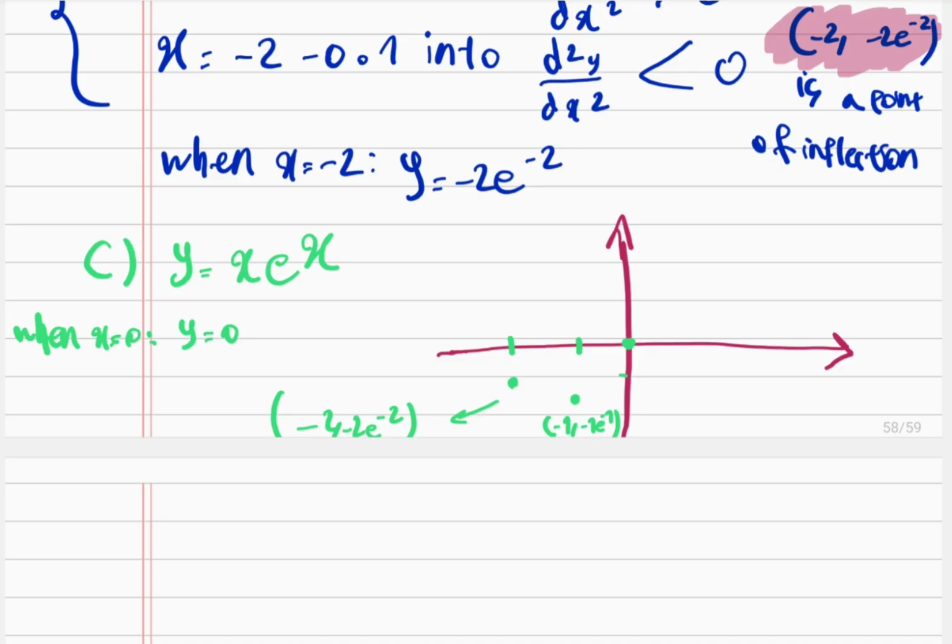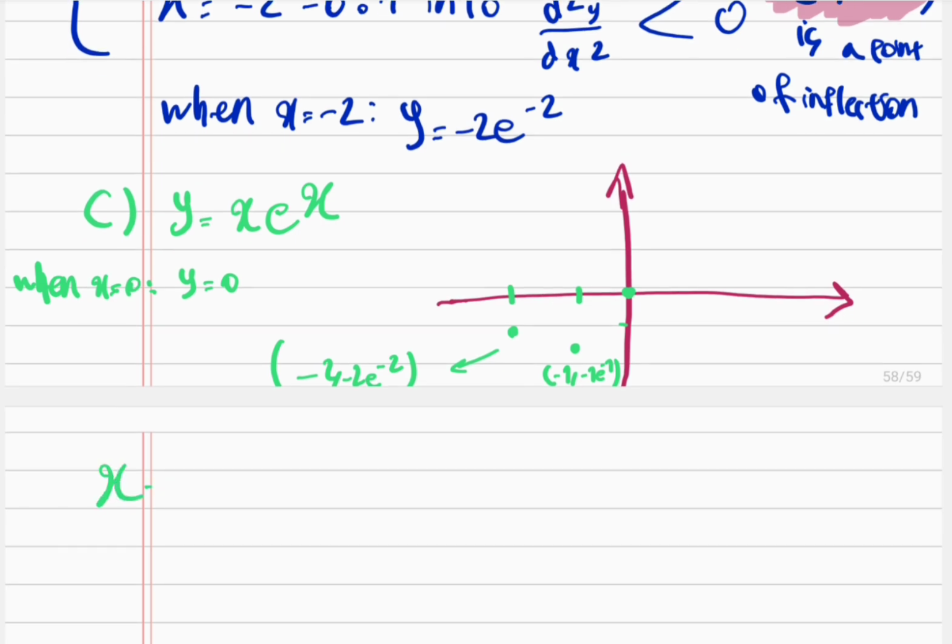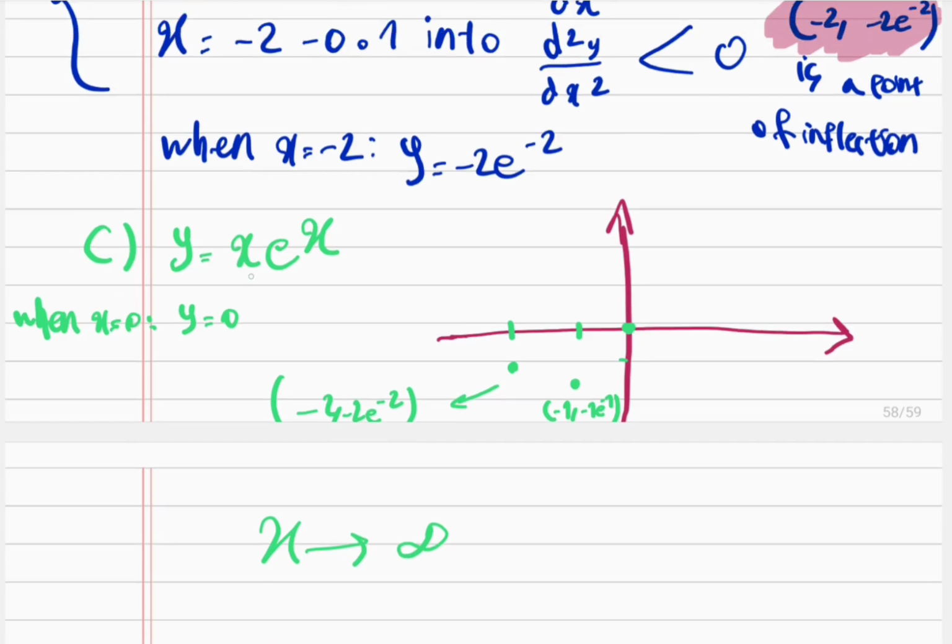The next step is analyzing the behavior of the function at extreme values. So let's see what happens as x tends to positive infinity. As x tends to positive infinity, if you just imagine the value of x gets extremely large and also e to the x extremely large, then the result is going to be a very, very big positive number.